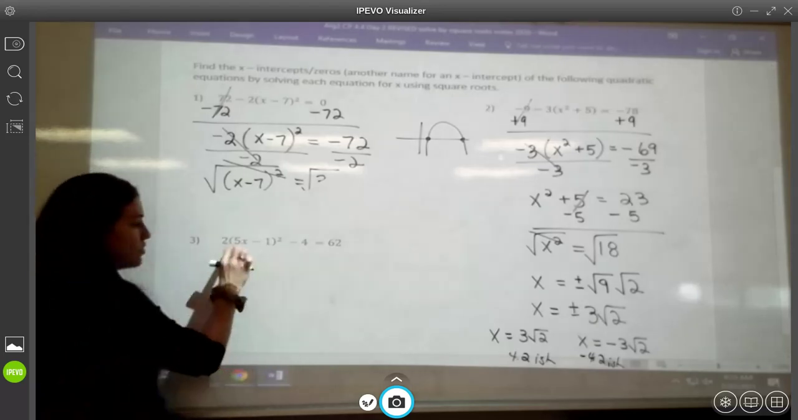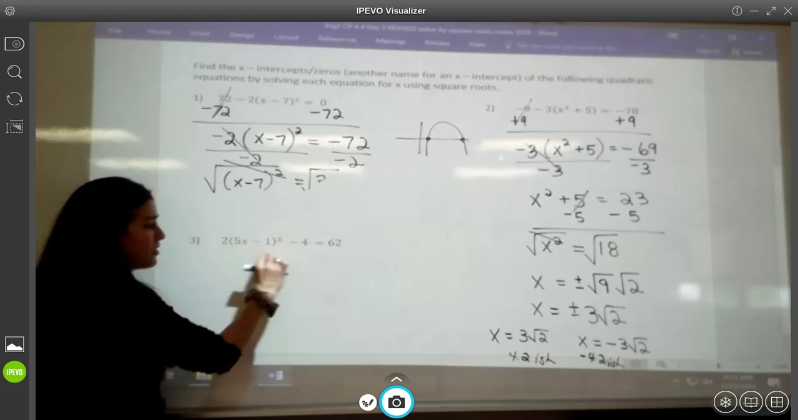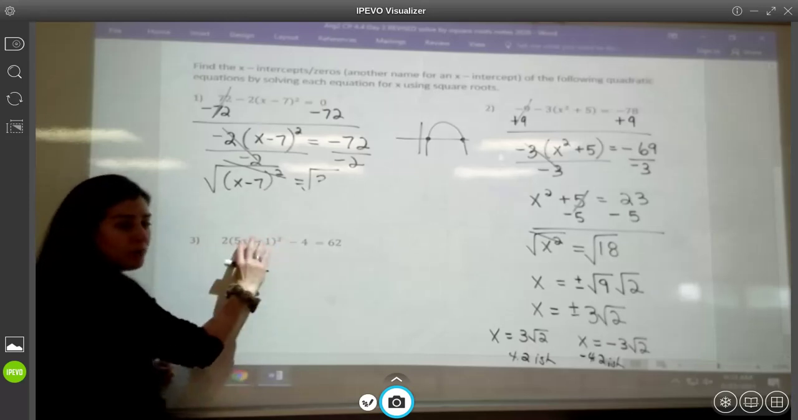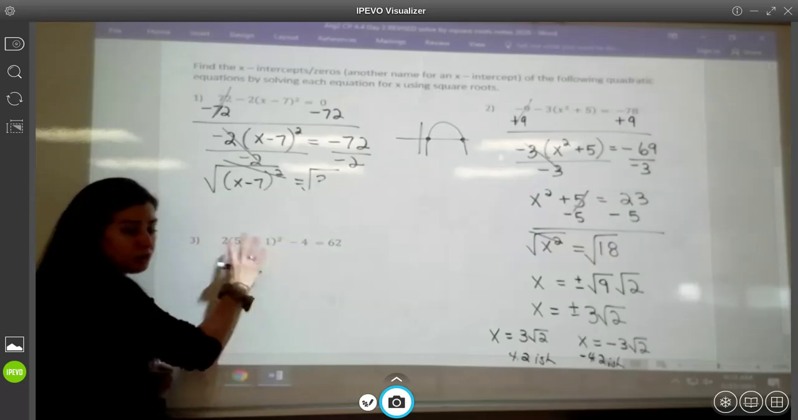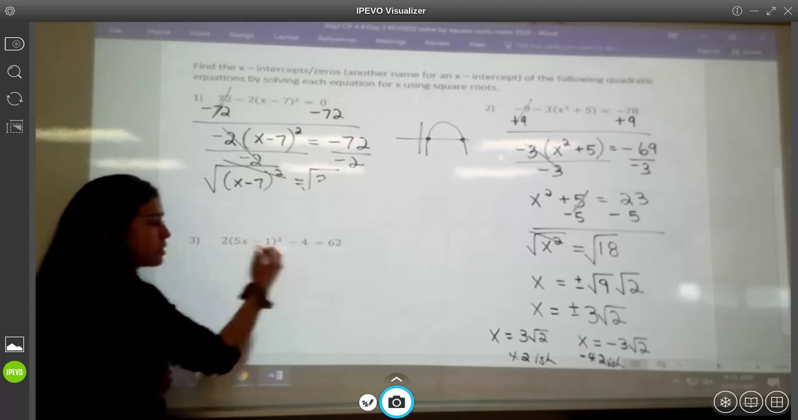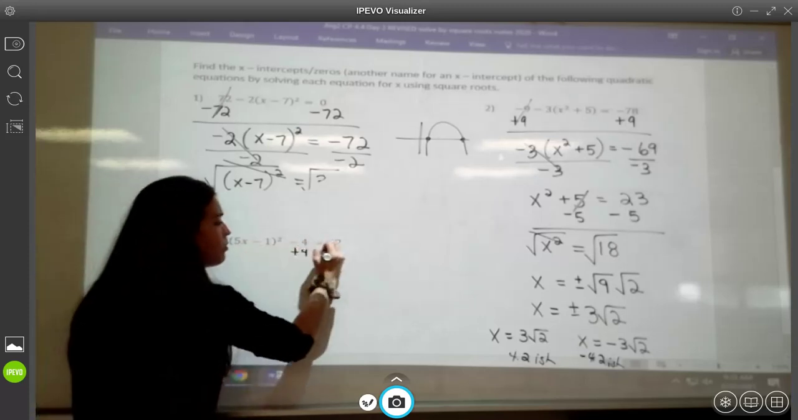The first thing I would have done is noticed that this is one of those where the whole parenthesis is being squared. So your job is to get this whole parenthesis alone so you can unsquare that parenthesis. So I would at least add the 4, is where I would have started.